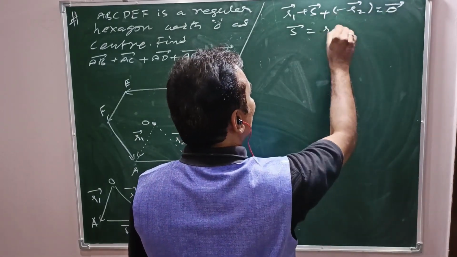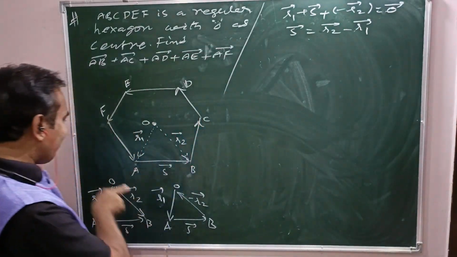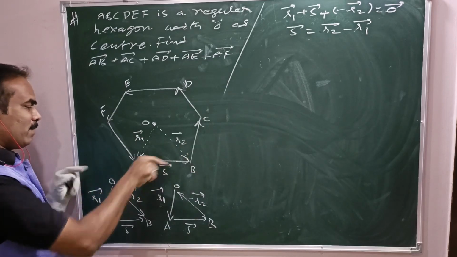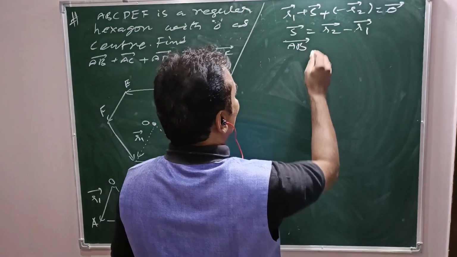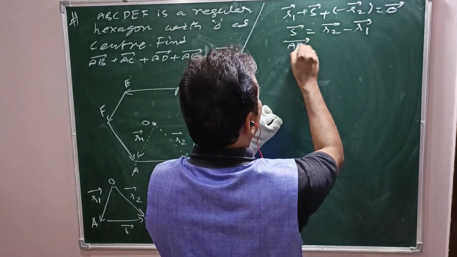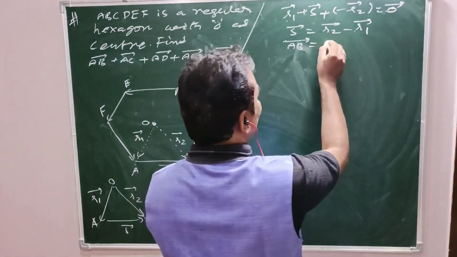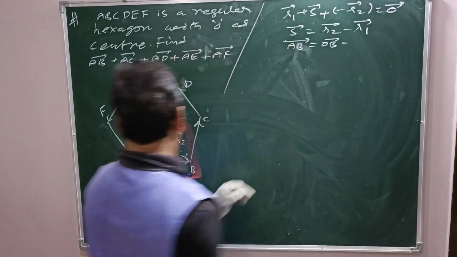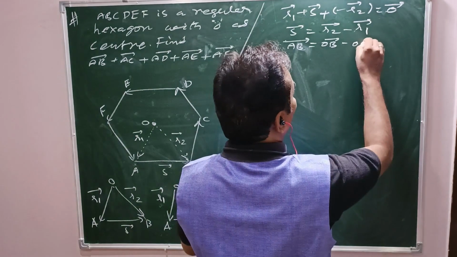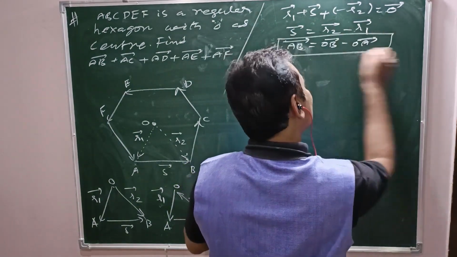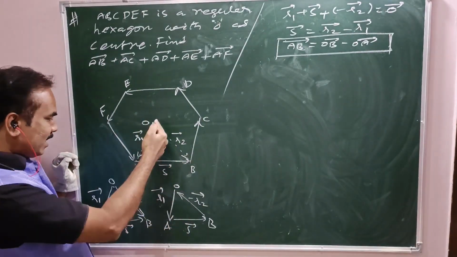R2 bar minus R1 bar. That is S bar. What is S bar in fact? S bar means AB bar. See, AB bar is the S bar. So AB bar is equal to, what is R2 bar? R2 bar means OB bar, minus, what is R1 bar? R1 bar means OA bar. So this is a basic relation: AB bar equal to OB bar minus OA bar.